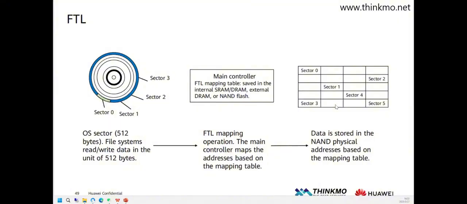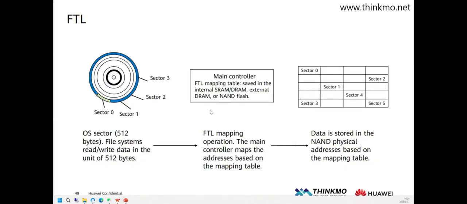Let's assume the operating system requests data from sector 1. The main controller will then look in our mapping table to find the physical address corresponding to sector 1. It's like when you go to a library to find a book: what do you need? You need to look at the book index. It's the same principle. So how is the data specifically stored at the physical address of the flash memory? It's actually stored according to the arrangement in the mapping table.